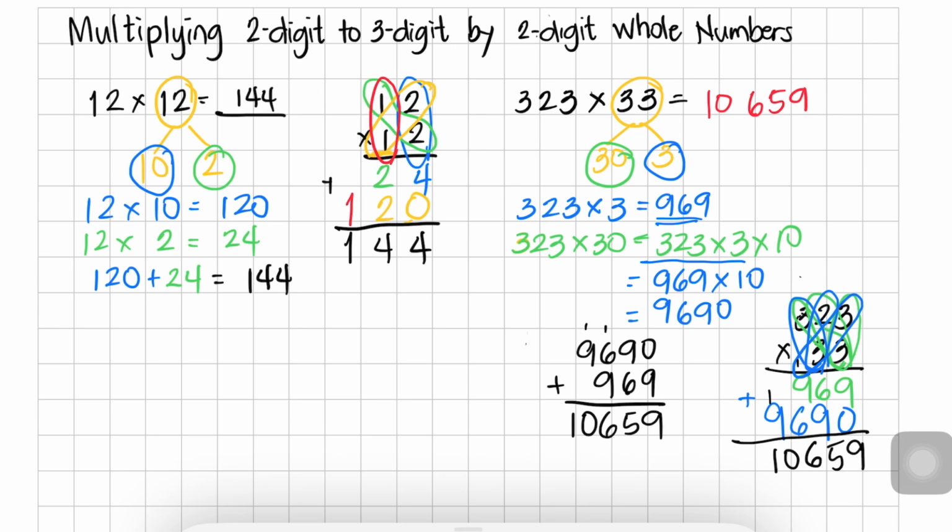So for our next video, I'll be showing how to multiply, but this time with regrouping or renaming already.